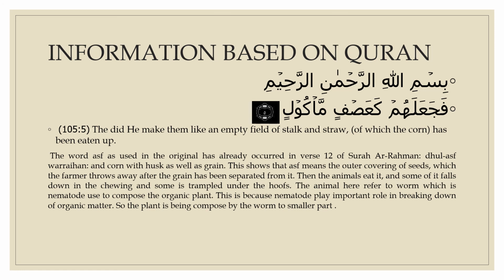The animal here referred to is the worm, which is the nematode used to decompose the organic plant. This is because nematodes play an important role in breaking down organic matter. So the plant is being decomposed by the worm into smaller parts.